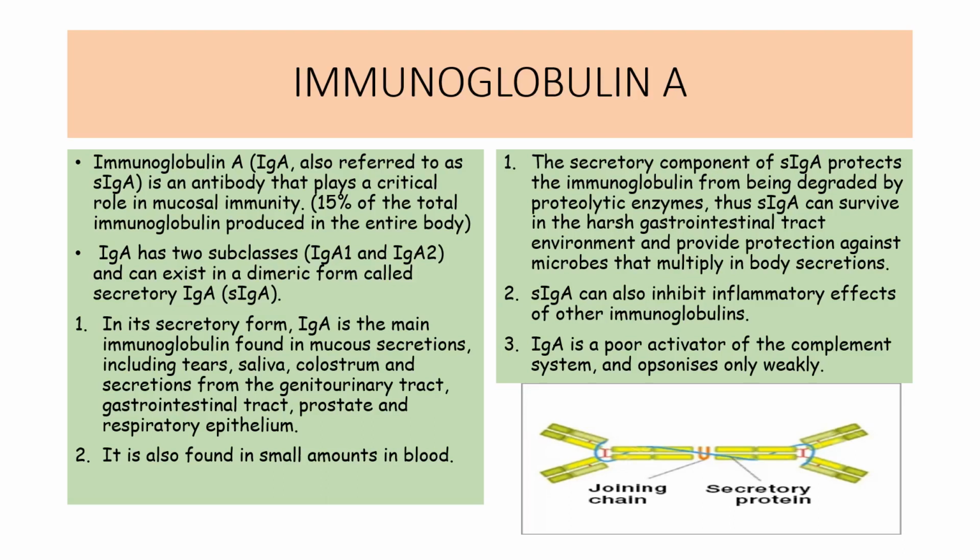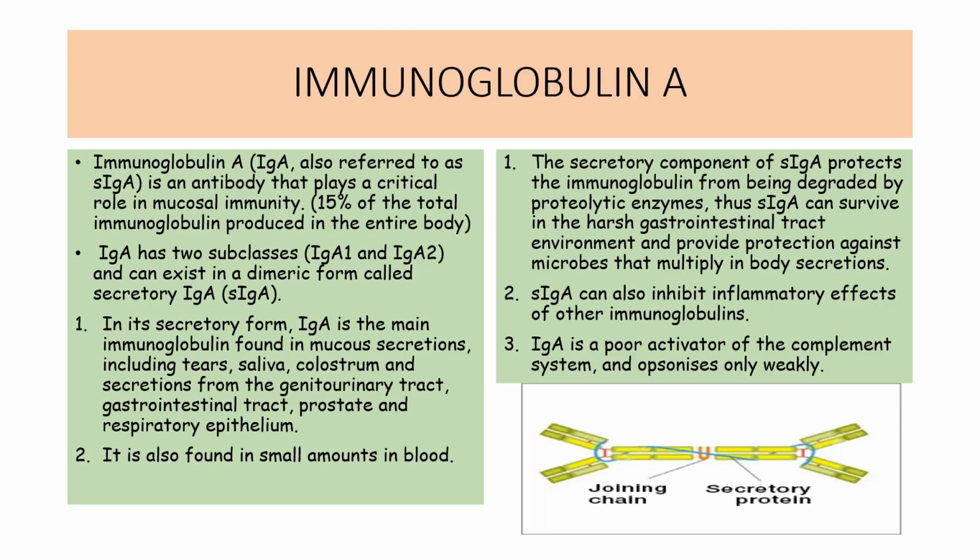The secretory component of SIgA protects the immunoglobulin from being degraded by proteolytic enzymes. Thus, SIgA can survive in the harsh gastrointestinal tract environment and provide protection against microbes that multiply in the body secretions. SIgA can also inhibit inflammatory effects of other immunoglobulins. IgA is a poor activator of the complement system and opsonizes very weakly.